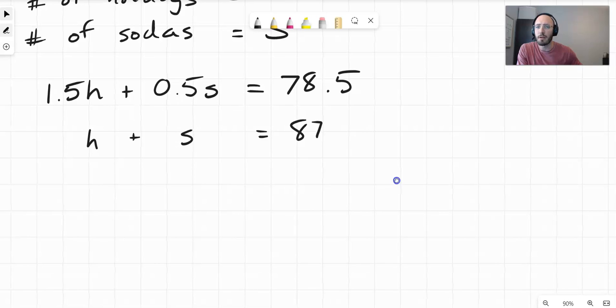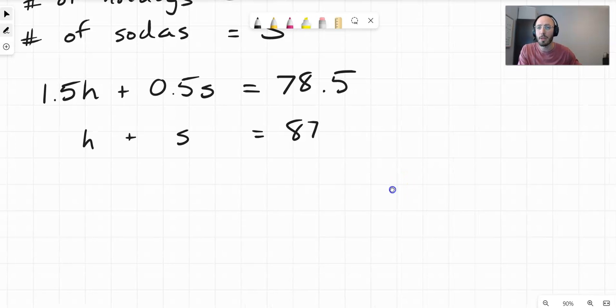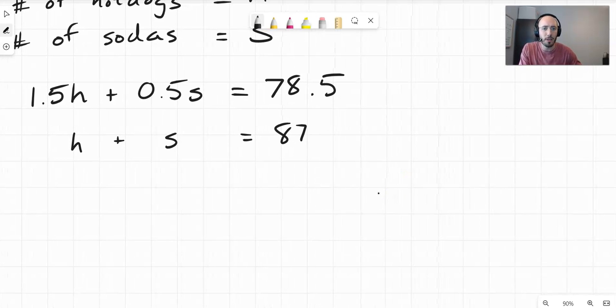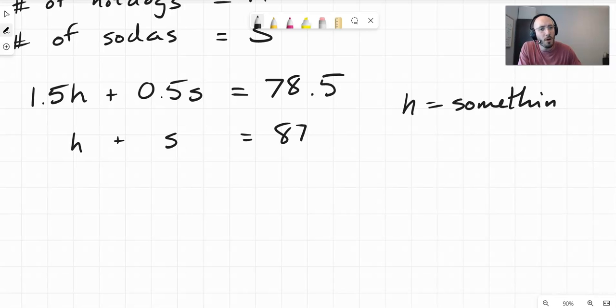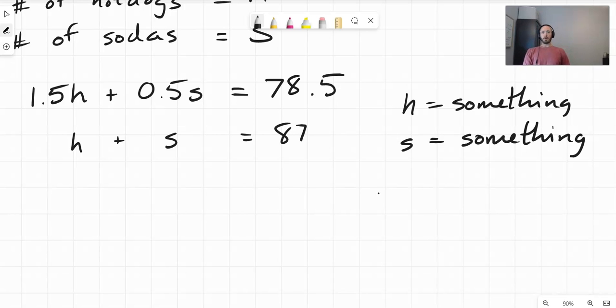Substitution involves solving for one of the variables in terms of the other so that we can use that expression and substitute that back in for that variable. And I'll show you what that looks like here in just a minute. So my goal is to rearrange one of these equations to end up with h equals something or s equals something. Whenever I've isolated one of those variables, I have an expression that is equal to that variable. So that's my goal here.